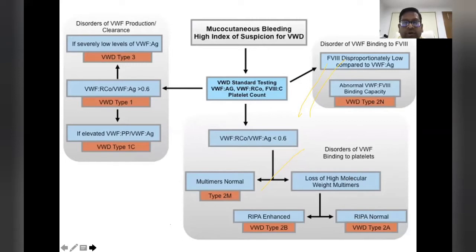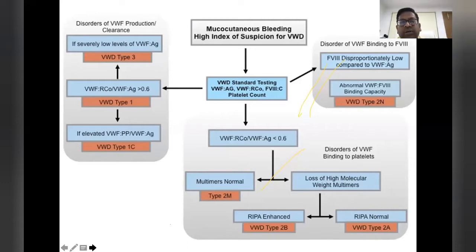If you do a RIPA, a low dose ristocetin induced platelet aggregation, usually 2B shows a lot of propensity for ristocetin to aggregate the platelets. At a low dose, normally you should have an absent response. But in a 2B with a low dose ristocetin, you will see that there is some response to platelet aggregation with ristocetin. Then you might be dealing with von Willebrand type 2B. If they are normal, you are dealing with type 2A.